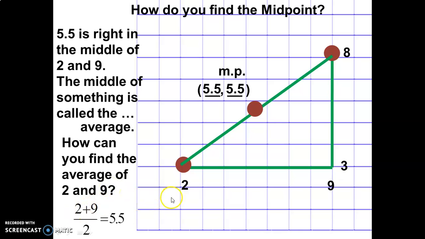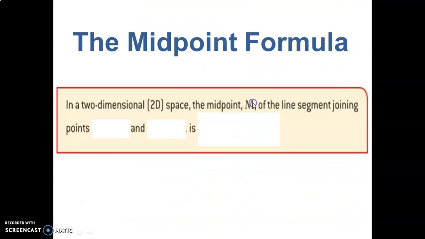To find the average, we can just add the two values and divide by 2. That's how we find an average. 2 plus 9 divided by 2 is 5.5. And that happens to be the middle point there. And likewise on the y-axis, we could have done the same. 8 plus 3 divided by 2, that's 11 divided by 2, 5.5 also. So the midpoint is just an average of the x values and the y values. And that's where the midpoint formula comes from.